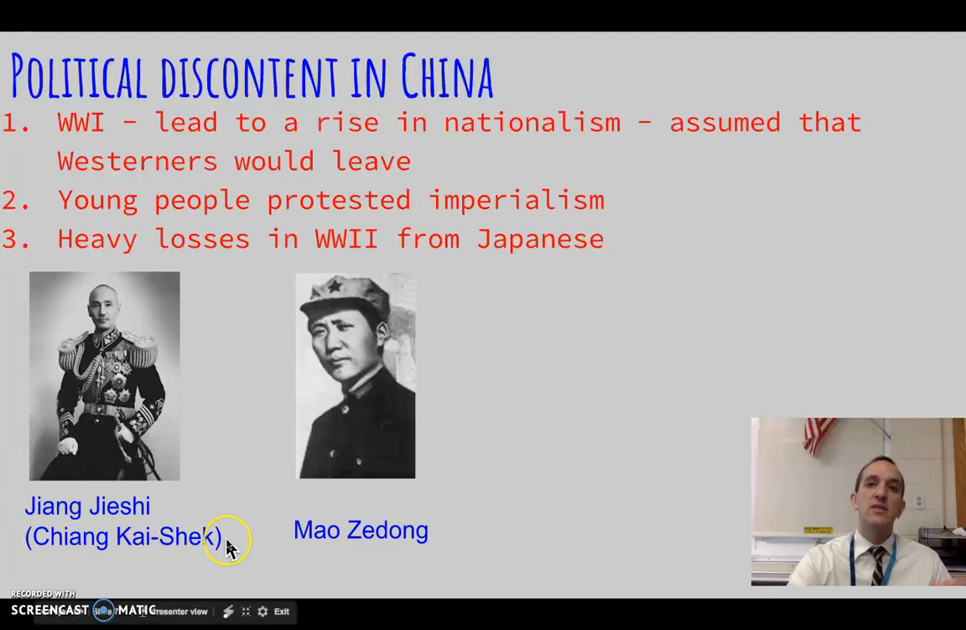And as we're trying to figure out who's going to control China, there's really two different people. There's Zhang Jieshi here, who is also known as Chiang Kai-shek, which is another story for another day of why that happens. He believes in democracy. He's a nationalist. He wants to kick out the imperialists, but he's on one side, and the other side is this guy Mao Zedong, and he is a communist. We'll talk more about him in the next video, but these two guys are both vying for power.